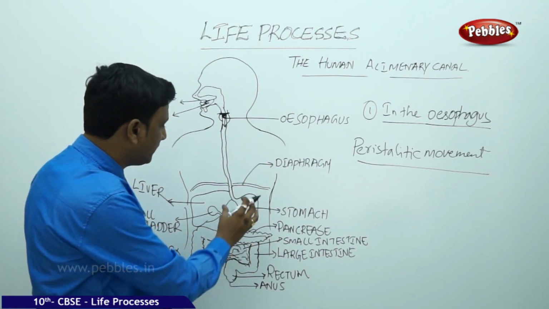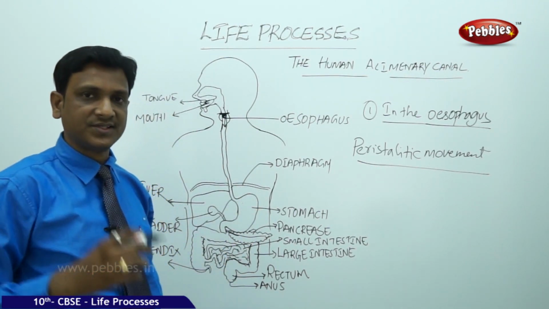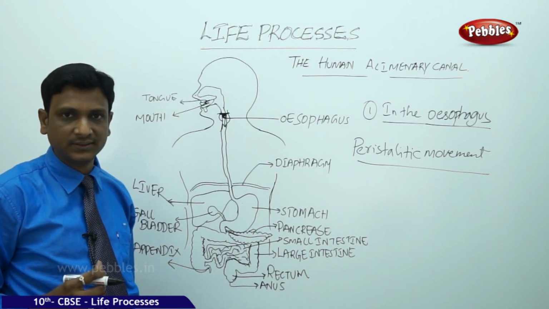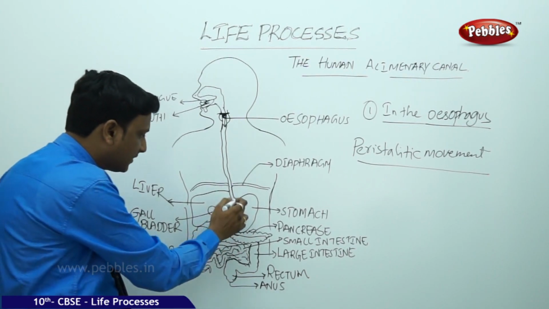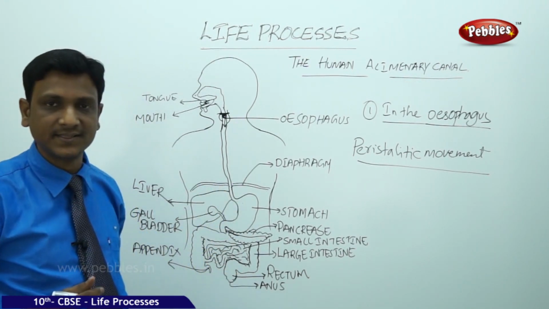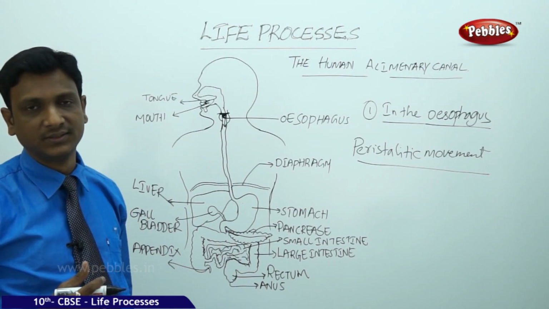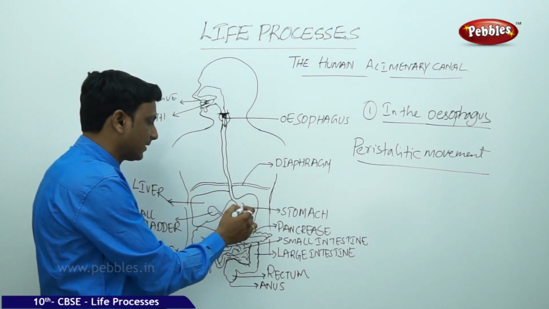Now let us look at the features of the stomach. The stomach is a sac-like or bag-like organ. It expands as soon as the food enters it and increases in size. It is a stretchable, muscular organ. So the food enters into the stomach.